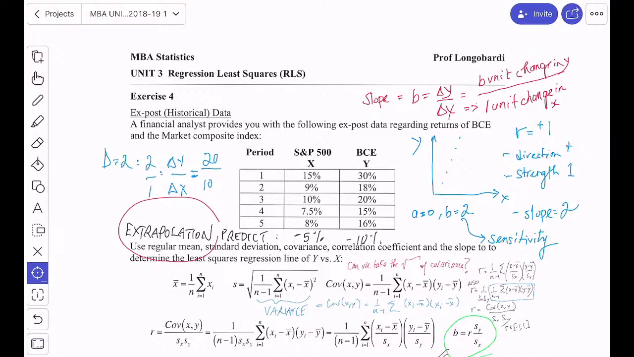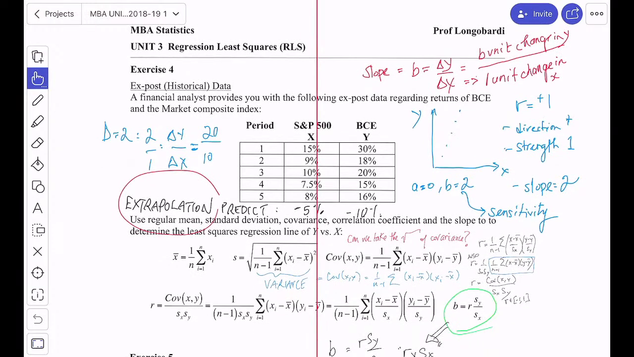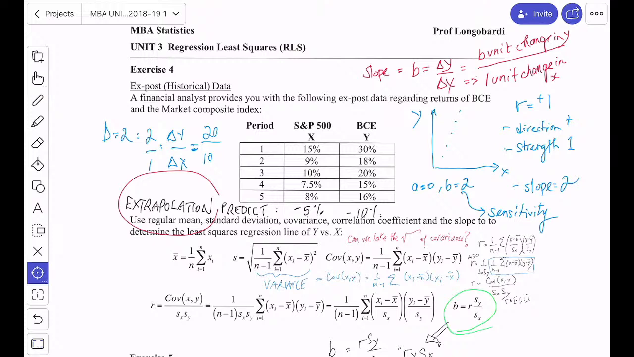What I left you with was computing these values in Excel. So actually getting the covariance and the correlation, and ultimately finding the slope.